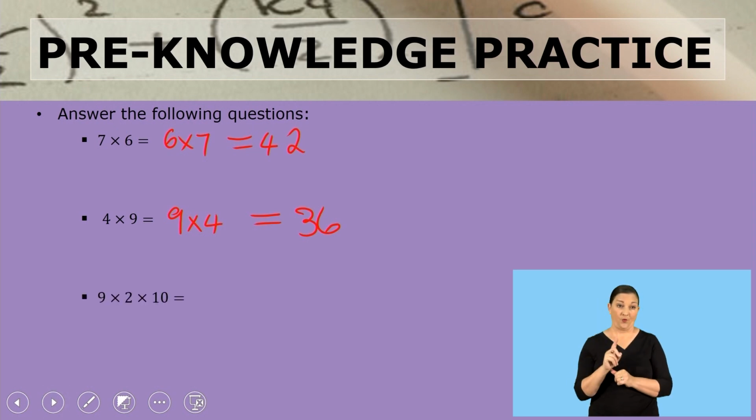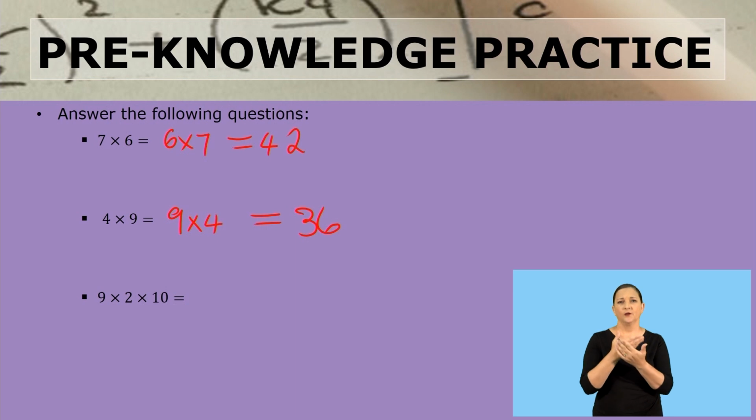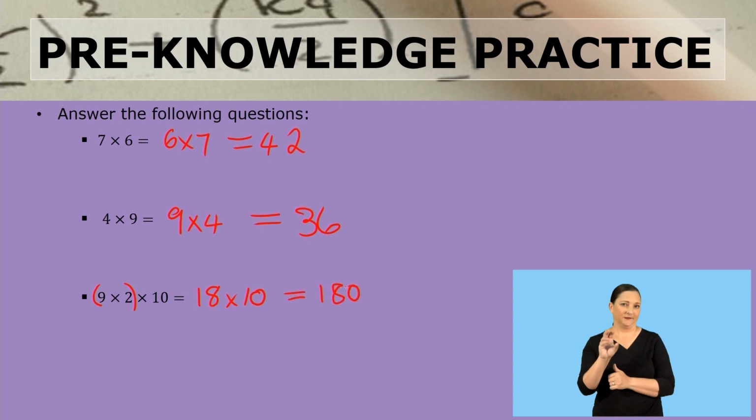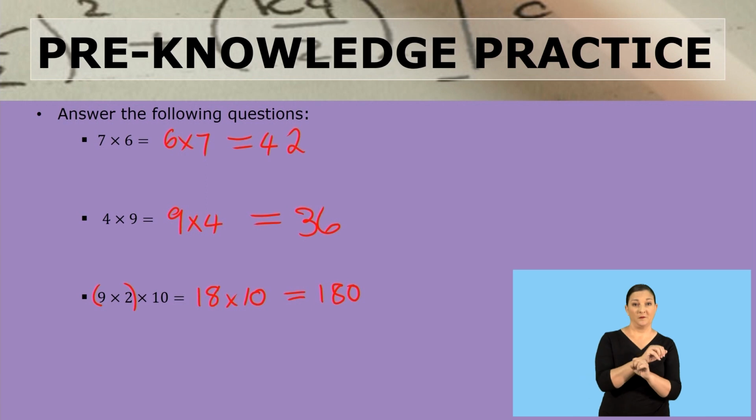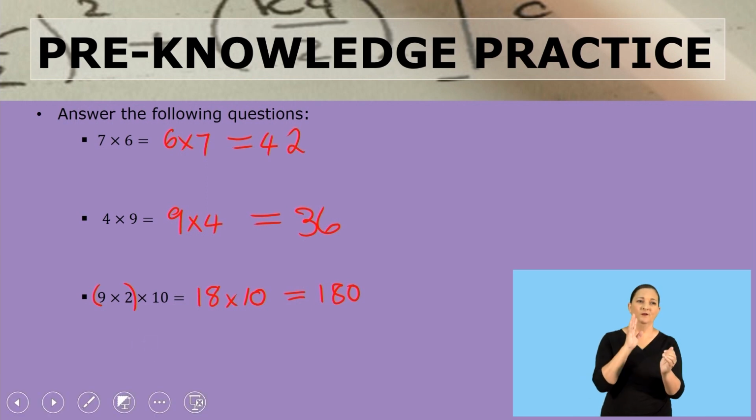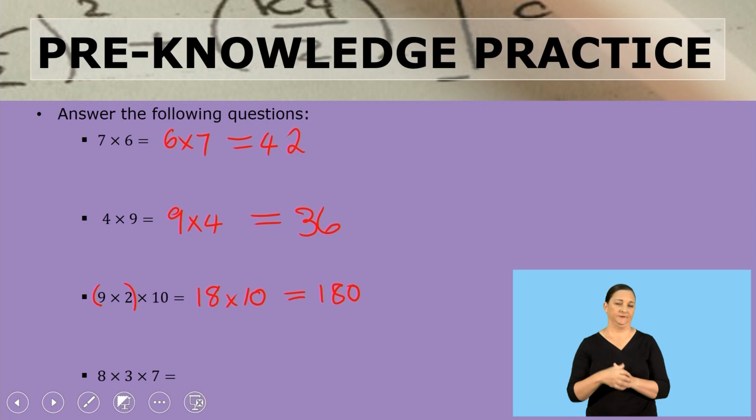Then remember, multiplication of whole numbers is also associative, where we can associate certain numbers before we calculate. If I associate the 9 multiplied by 2 first, we know that 9 multiplied by 2 is 18, and when I multiply that with the 10, the answer is going to be 180. The same would be if I had associated the 2 multiplied by the 10, the answer would still be the same, and we would have an answer of 180.